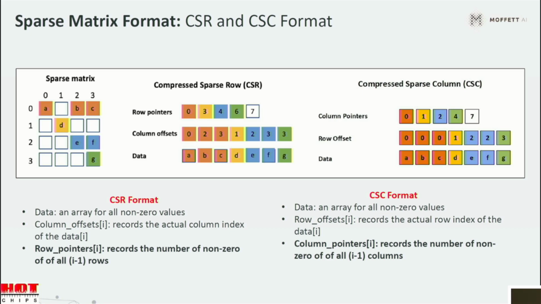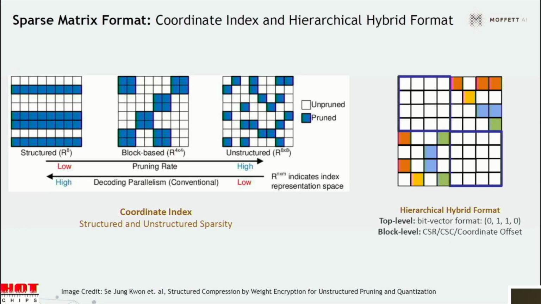So CSC is similar, you just compress the column. It's very similar. So these two are the most popular formats for compressed weight matrices. And there's another way to compress the weight matrix called coordinate index, or index value pair, and this slide shows this index format and also the hierarchy hybrid format.